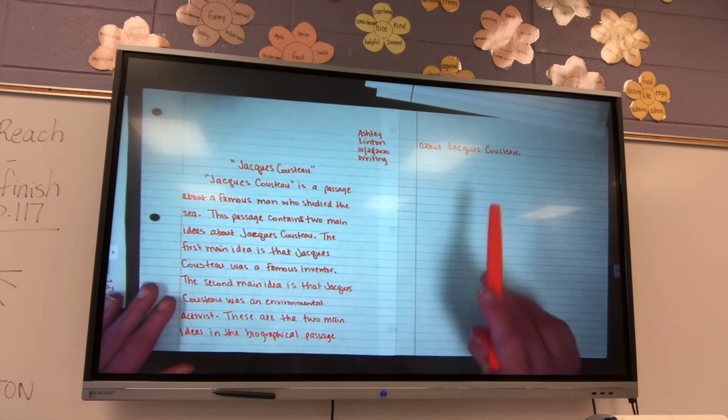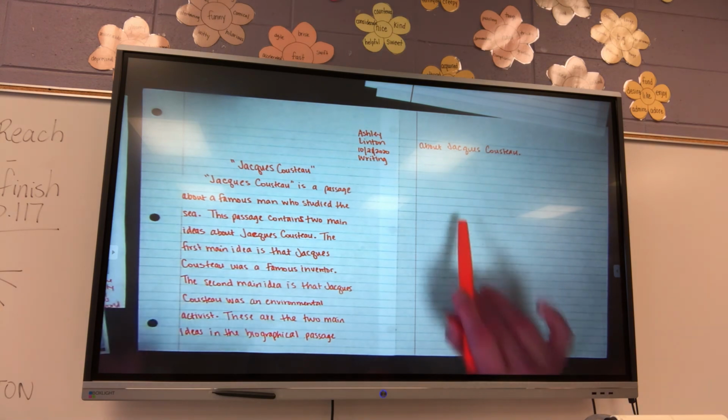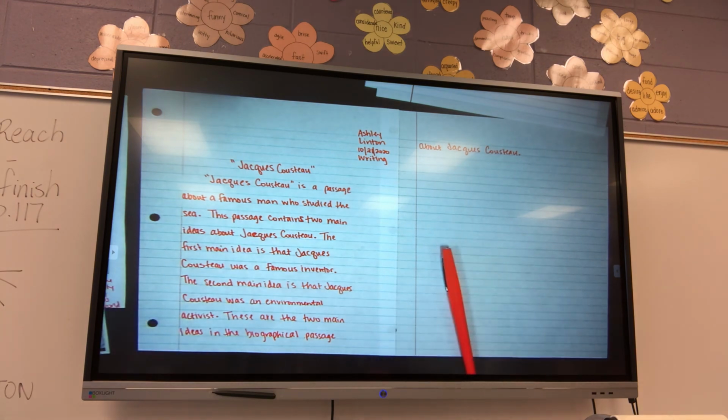So now my body is going to go into more what? Detail. Okay, so that is the introduction to my essay on the two main ideas for Jacques Cousteau. So the next video that I'm going to do will cover the body. So we will talk about giving details and pulling text evidence from the passage that's going to support him as an inventor and him as an environmental activist. Okay?